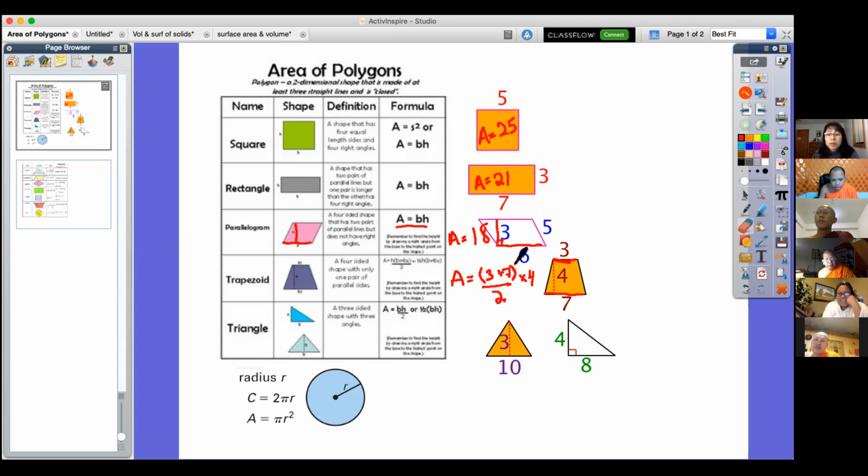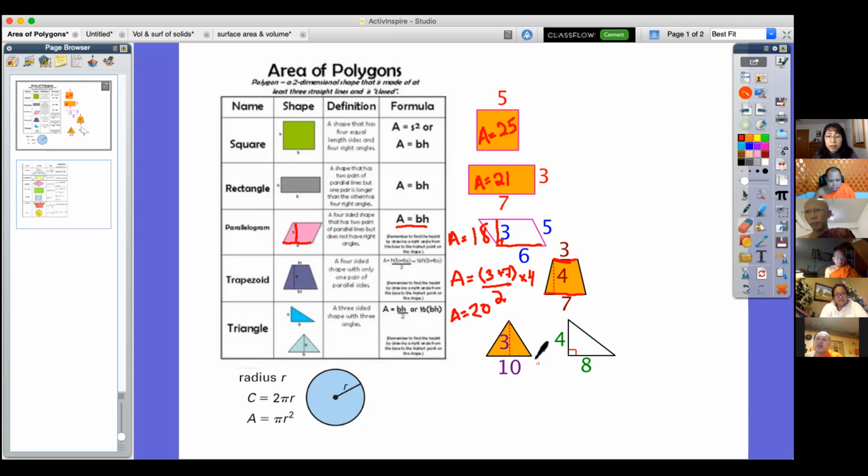10. Very good. Divided by 2. And divide by 2. 5. Nice. 5 times 4. No calculator, wait. 20. Okay, so the area is 20. Okay, all right. What about the triangle?